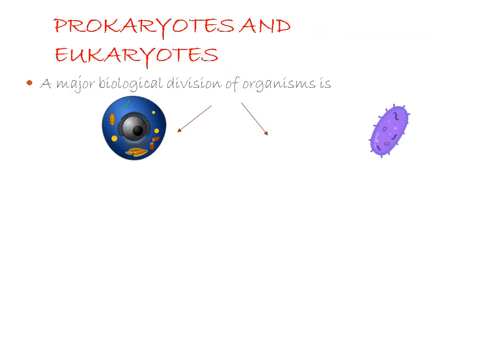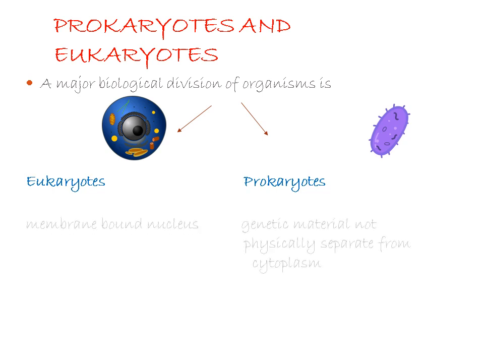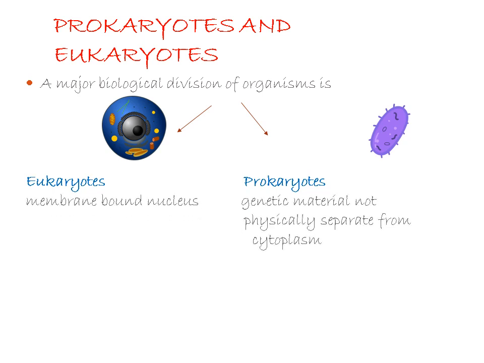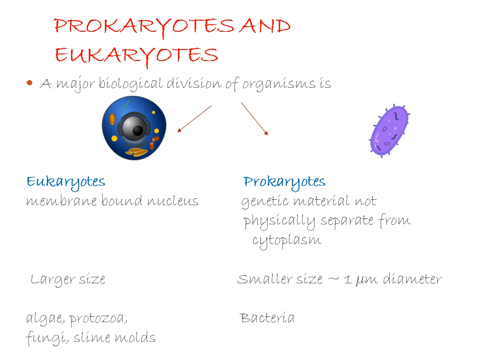Now let's understand what prokaryotes and eukaryotes mean. It's a major biological division of organisms in which eukaryotes include organisms that have a membrane-bound nucleus. On the other hand, prokaryotes have genetic material that is not physically separated from the cytoplasm. Eukaryotes are larger in size as compared to prokaryotes. Eukaryotes include algae, protozoa, fungi, and slime molds. On the other hand, prokaryotes include bacteria.